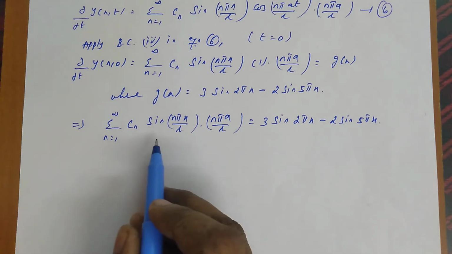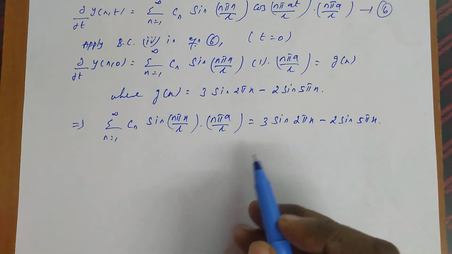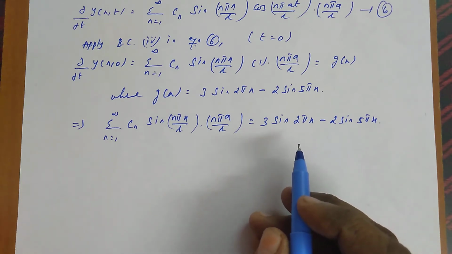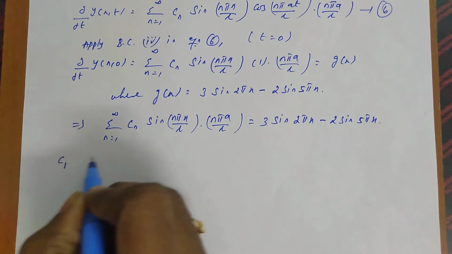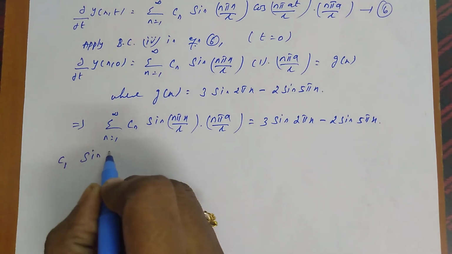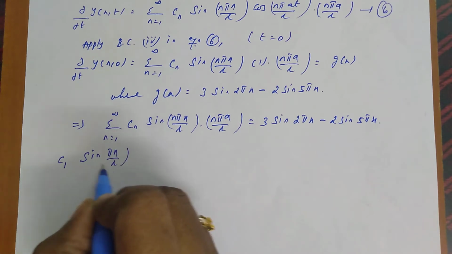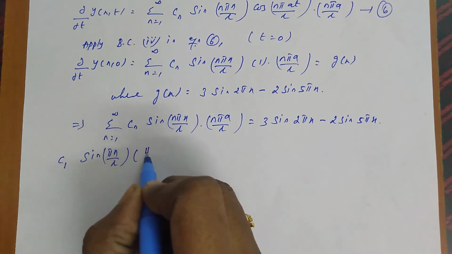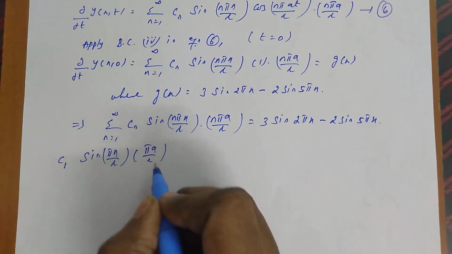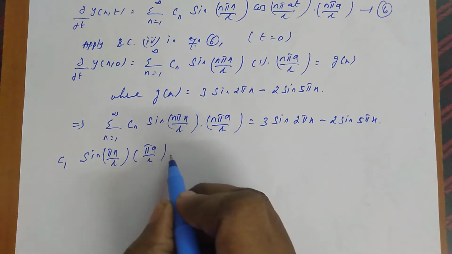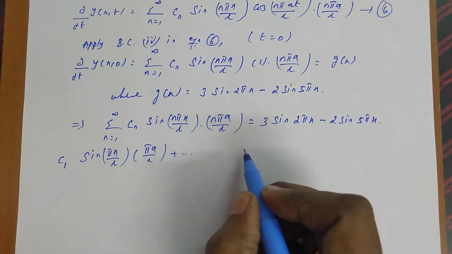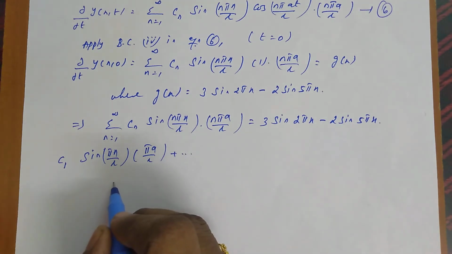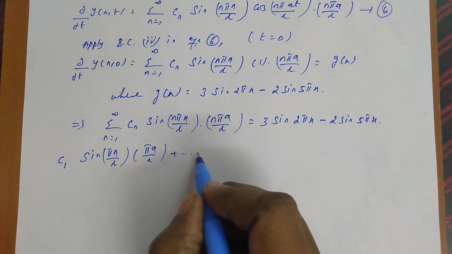So when n is equal to 1 and n is equal to 2, like that we are going to give the values. So first n is equal to 1, so C1 sin(pi x by L) into (pi a by L). So this is the first term. Likewise, we are going to give values up to where? Up to C50, and in between, plus etc.